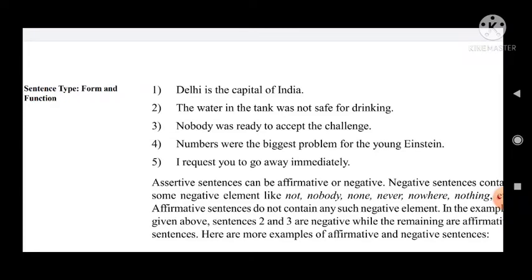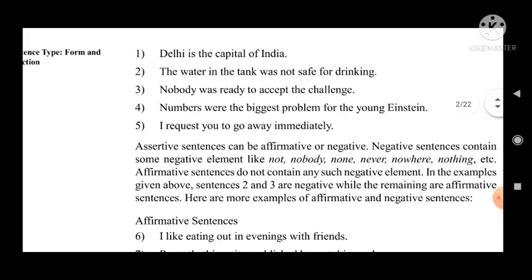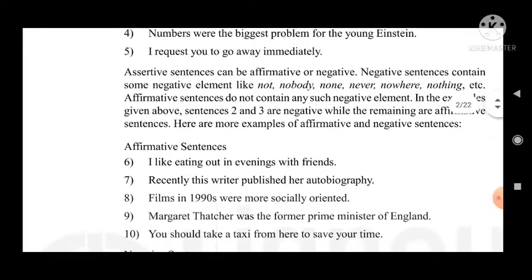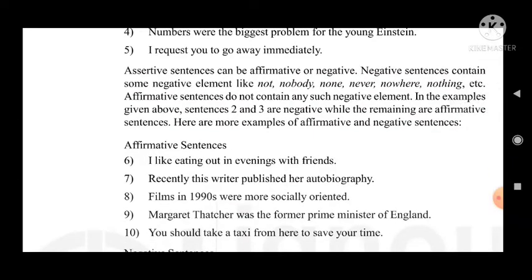Then, nobody was ready to accept the challenge. Numbers were the biggest problem for the young Einstein. I request you to go away immediately. So assertive sentences can be affirmative or negative, means both affirmative and negative sentences can be used in assertive or declarative sentences. Negative sentences contain some negative element like not, nobody, none, never, nowhere, nothing, etc. Affirmative sentences do not contain any such negative element.